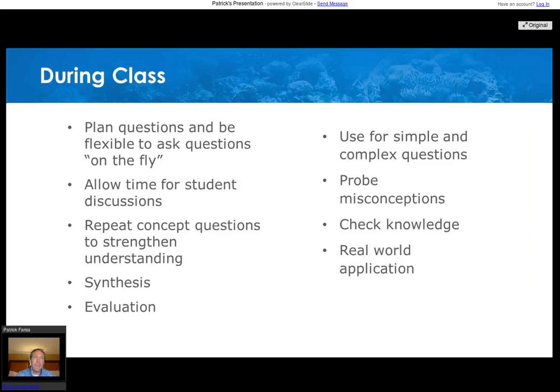Ask a combination of both simple and complex questions. Probe misconceptions. How do we ask questions for students that may be able to help them clarify some of those misconceptions that they have? We can use real-world applications and check for knowledge. All of these things can be done during class with a student response system.